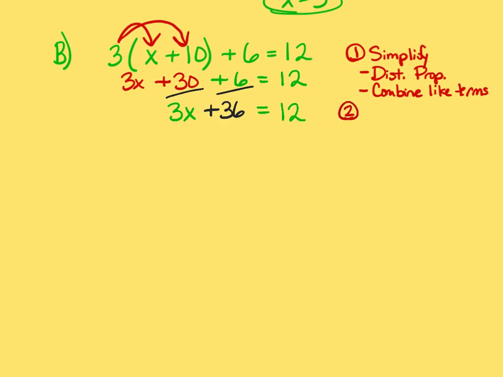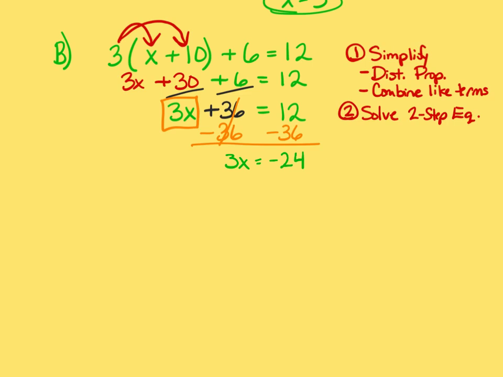So our second step is to solve. And in this case, it is a two-step equation. So I'm going to box in my x term, subtract 36 from both sides. I get 3x equal negative 24. And then last, to get x by itself, we'll divide both sides by 3. And x is negative 8.